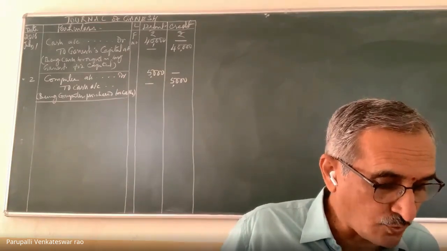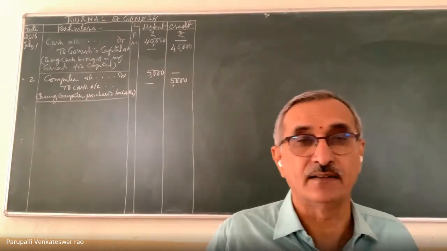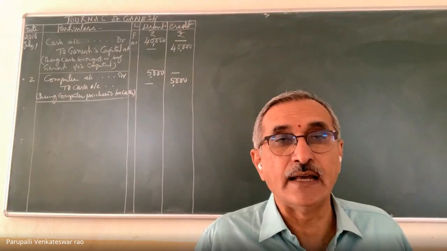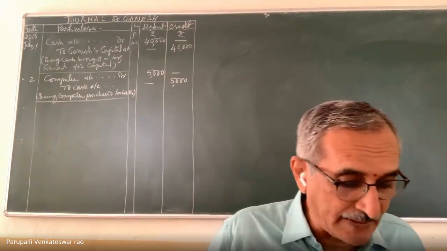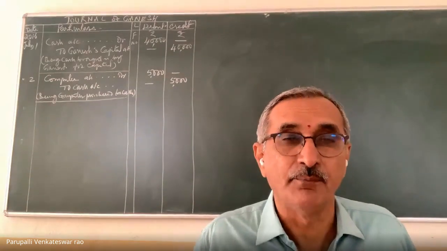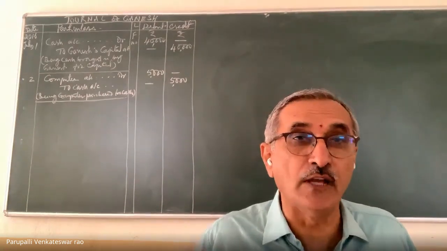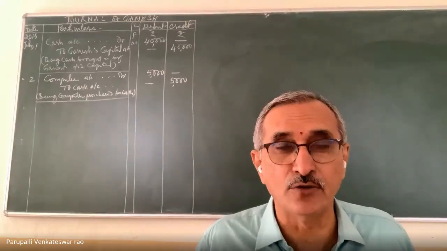On 20th July, what is that? Goods returned to Shankar. Earlier we purchased goods from Shankar. Some of the goods may be defective, so we are sending them back. The purchased goods are going back to Shankar. Who is receiving? Shankar is receiving. Shankar is the receiver of the goods.